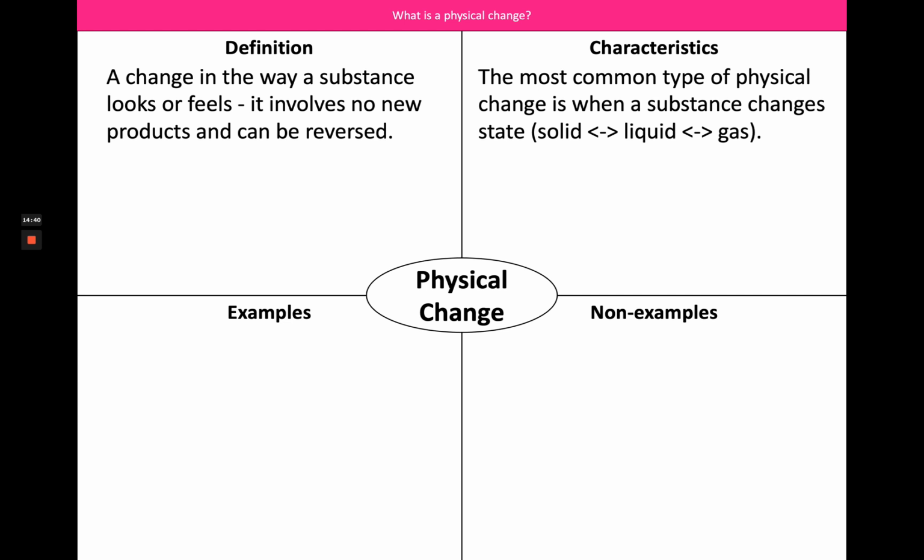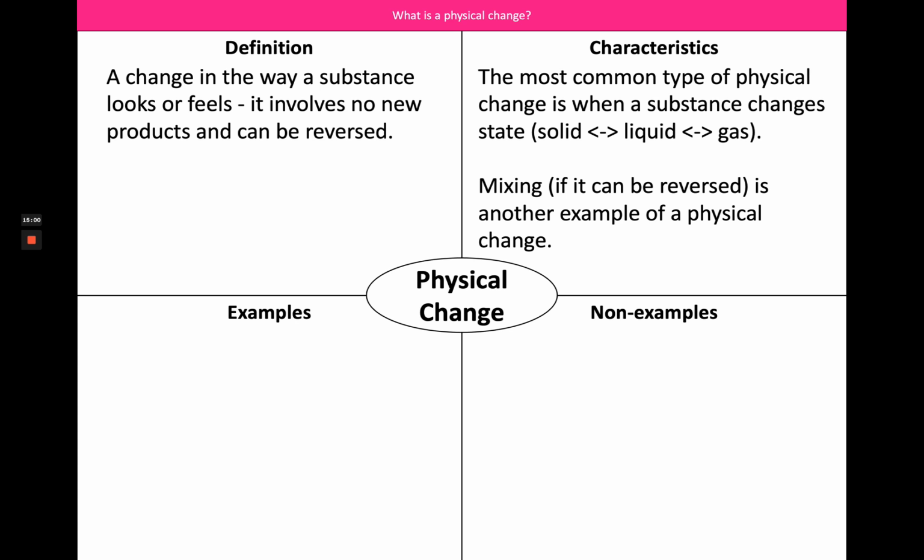So the most common type of physical change is the one we've been considering up to now, which is when you change state, so a solid to a liquid or a liquid to a gas or vice versa. But the other type of change that I just want us to recognize at this point, even though we're not going to say too much about it beyond now, is anything which we can count as being a mixture. So if you mix something, and it can be reversed, what that means is if you could unmix it, not always the easiest thing to do, but if it's possible and relatively straightforward, then that is another example of a physical change.